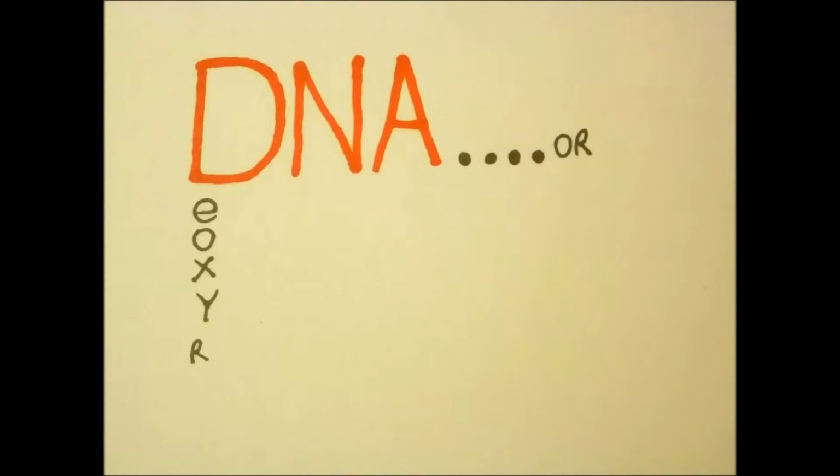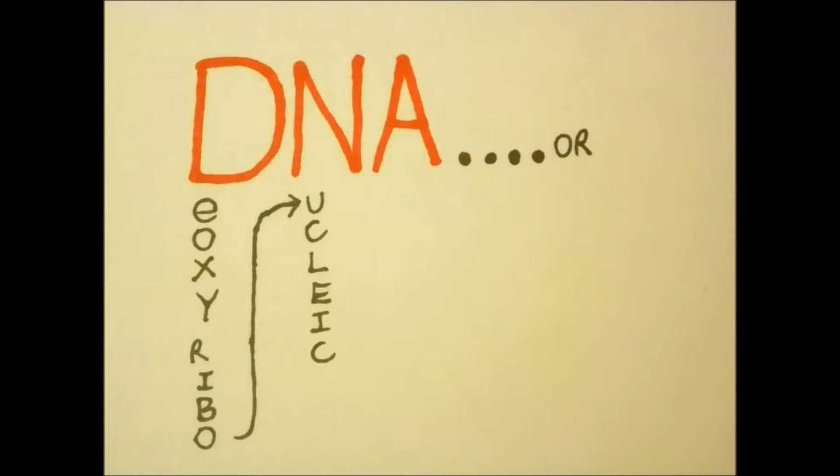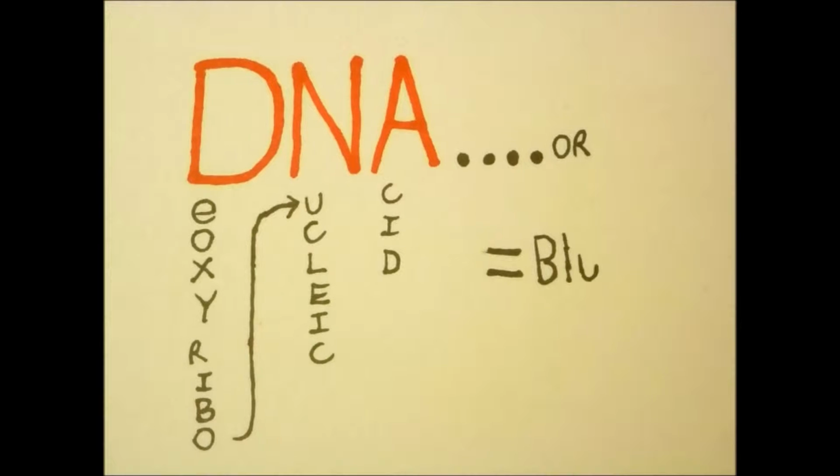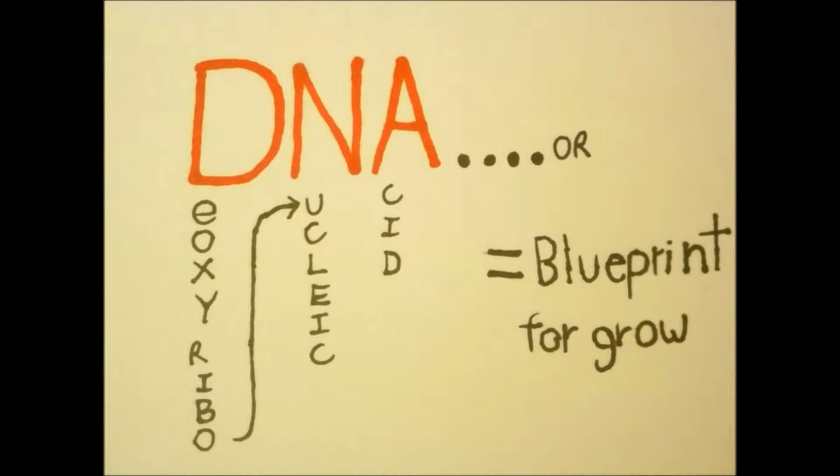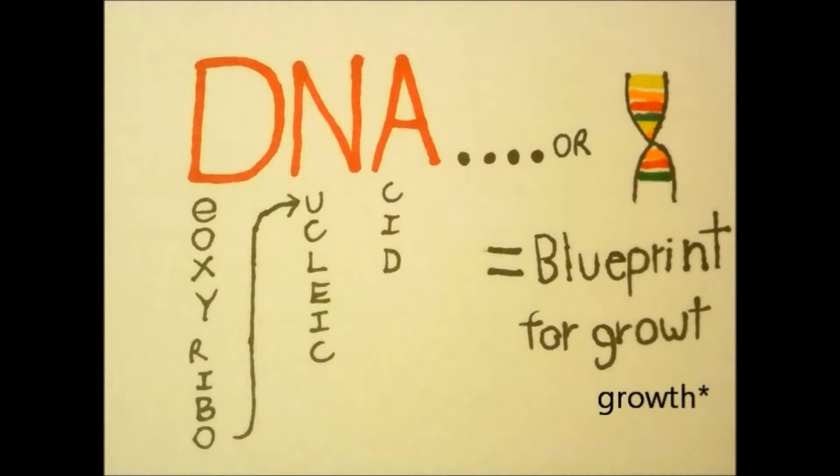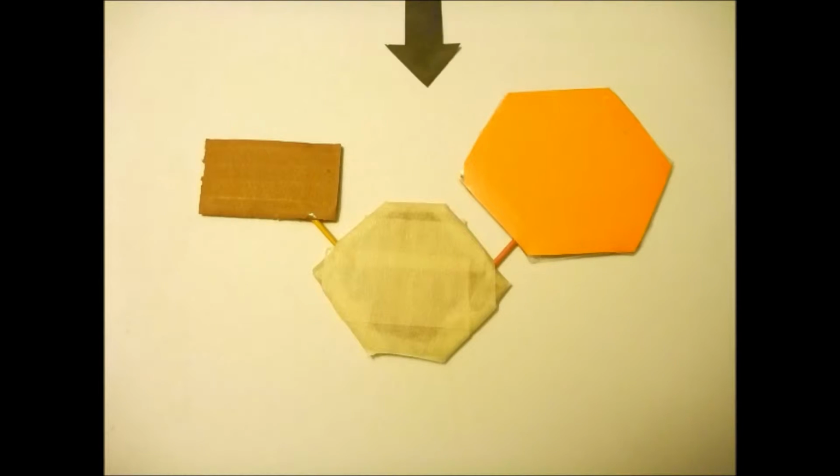DNA, or deoxyribonucleic acid, is found within the nucleus of every cell of every living organism. DNA is often compared to a blueprint because it basically contains all the instructions on how a cell will grow. So DNA molecules are made up of nucleotides.